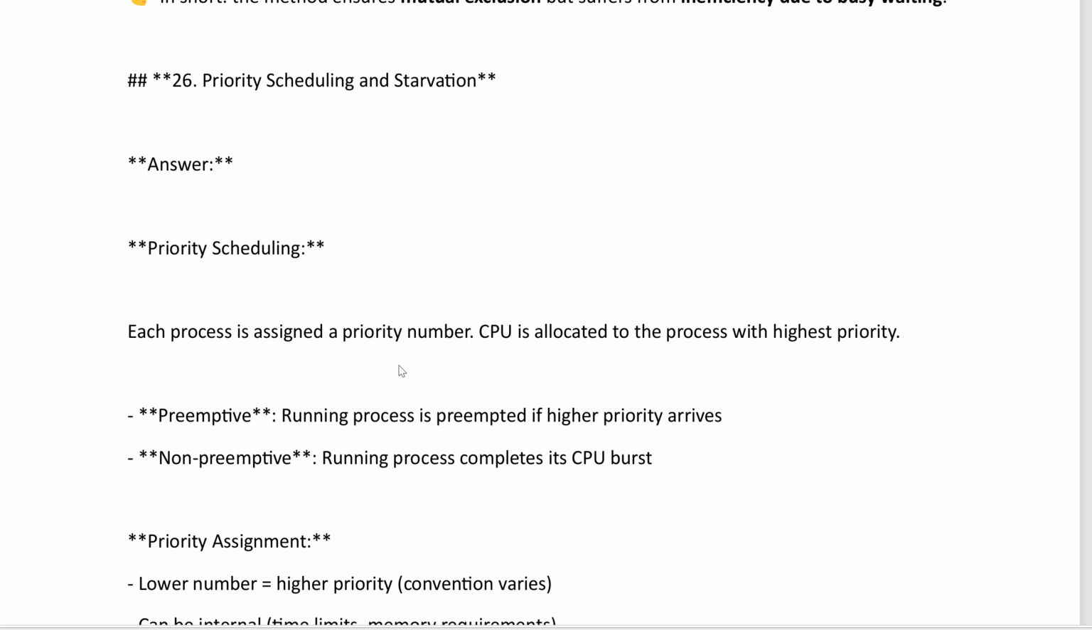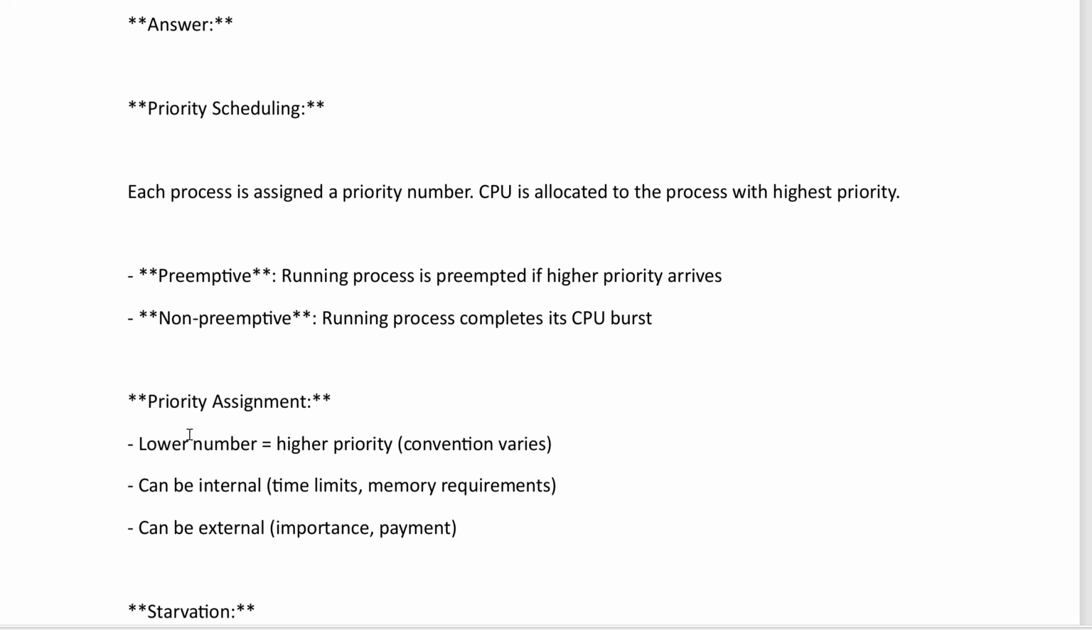We have already solved such CPU scheduling algorithms in the previous questions. So, there are two types of priority scheduling: preemptive and non-preemptive. Preemptive means the running process is preempted if some higher priority process arrives. So the lower priority running process will be preempted and the CPU will be given to the higher priority process. So that is preemptive priority scheduling. The other variation of priority scheduling is non-preemptive, where the running process first completes its entire CPU burst time, right?